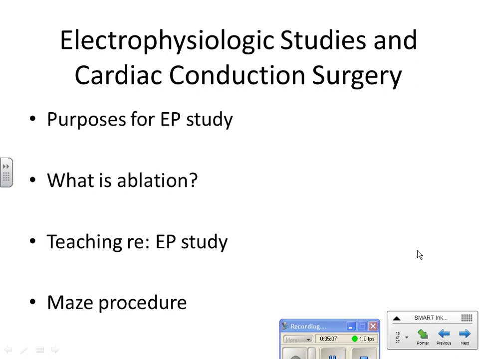Electrophysiologic studies, cardiac conduction surgery. So ablation is one of those procedures. It's considered an EP study. What they do is locate where that irritable focus is, what's causing the atrial flutter or the atrial fib or the PVCs, and they zap those cells and kill them so that they don't generate any extra beats. Some patients who have severe atrial fib can't be treated with any other procedures and non-invasive procedures will have what's called a maze procedure, where they actually do open heart surgery to do ablation on the heart.